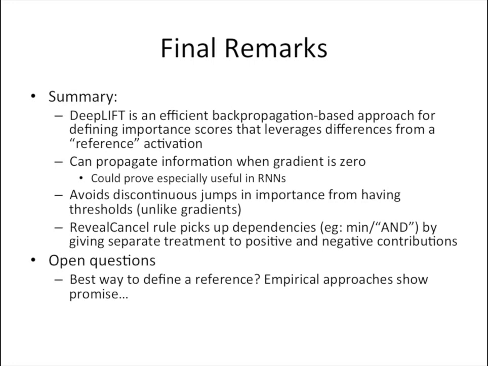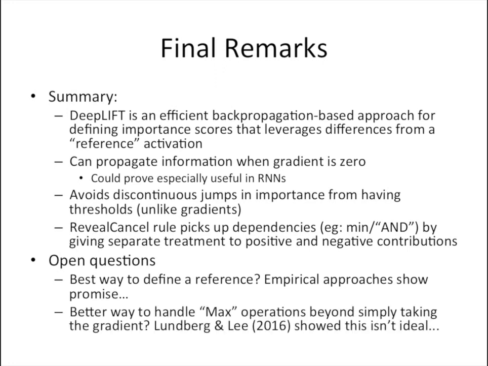Ideally, the choice of reference could be determined empirically from the dataset itself, and we have seen that empirical approaches such as shuffling sequences do show good promise. Another open question is the best way to handle max operations. Right now, if we use DeepLIFT on a network that has a max pooling layer, we just use the gradients at the max pooling layer as the multipliers. But as was shown in the paper by Lundberg and Lee, titled An Unexpected Unity Among Methods for Interpreting Model Predictions, this isn't always a great approximation to the Shapley values, so there could be room for improvement there.